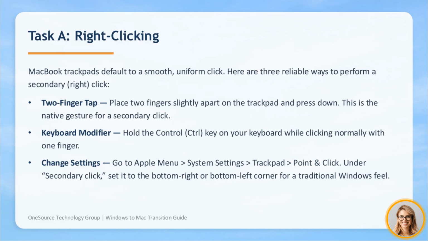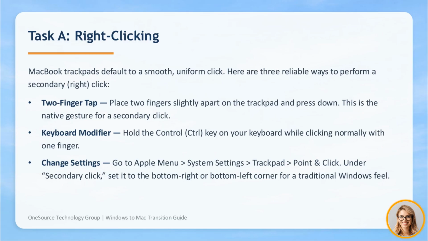Performing a secondary or right-click on a MacBook trackpad is slightly different from Windows, as Mac trackpads default to a uniform click. There are 3 reliable methods to achieve this. First, the native gesture is a 2-finger tap. Simply place 2 fingers slightly apart on the trackpad and press down.